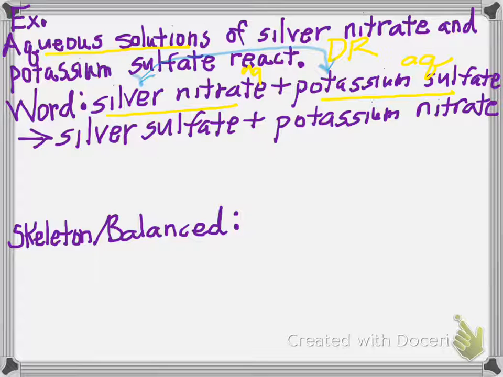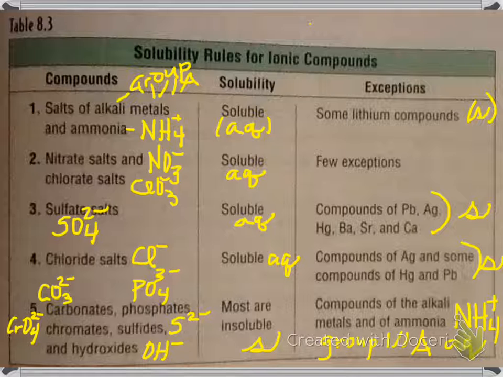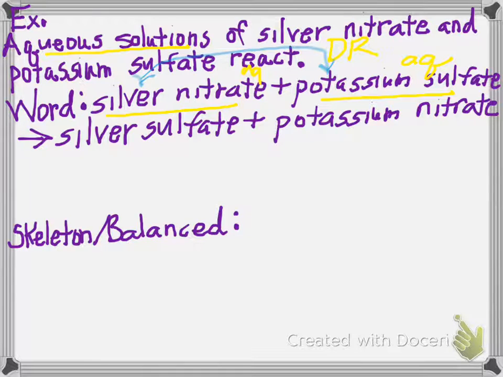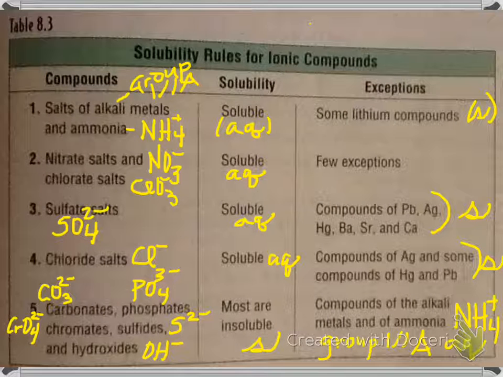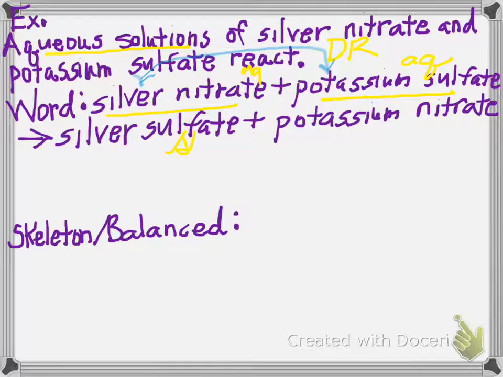All right, so let's take a look at our rule for silver sulfate. We're going to look at rule number 3, which talks about sulfate salts being soluble. But notice, compounds of silver is one of our exceptions. So silver sulfate is going to be a solid. Potassium nitrate, let's take a look at our rules. That's going to be rule number 2. Nitrate salts are soluble with few exceptions. So this is going to be aqueous. I've already predicted that, which might make it easier as I write my skeleton and balanced equation.